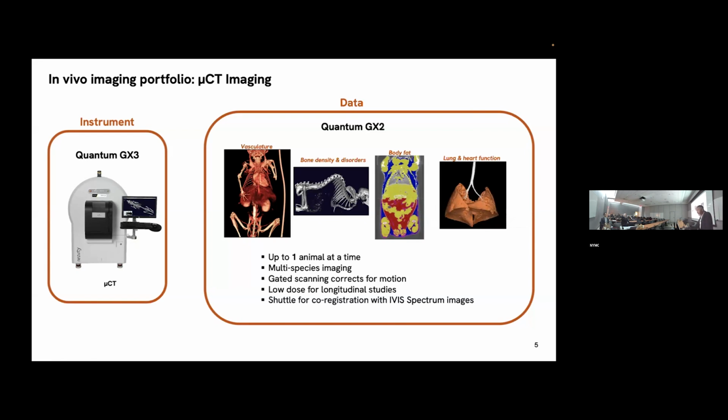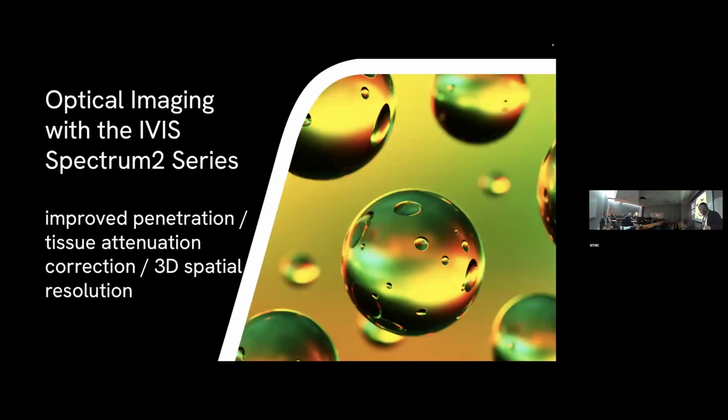It gives you gated scanning to correct for motion, low dose for longitudinal. You can do longitudinal studies. You can inject the animal on day 1, and then you follow day 2, day 3. I think I have some pictures for you later on.